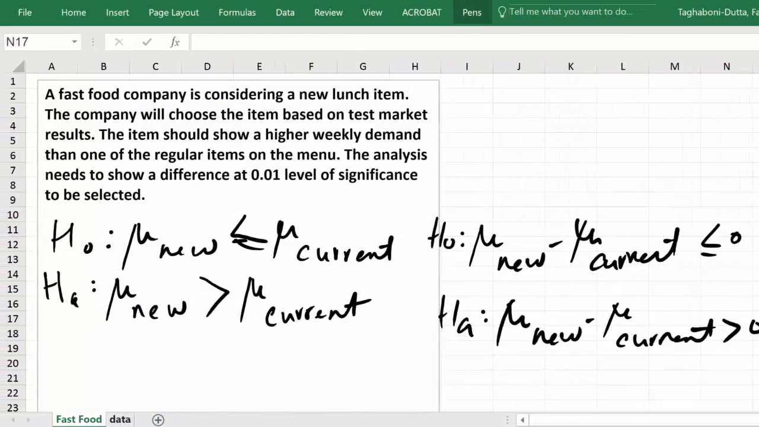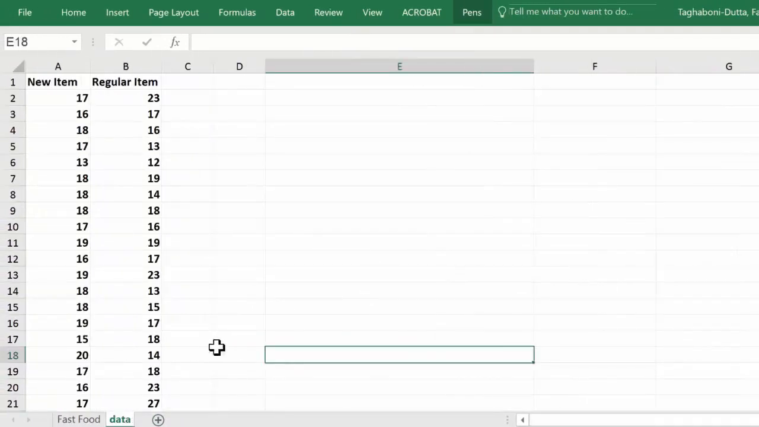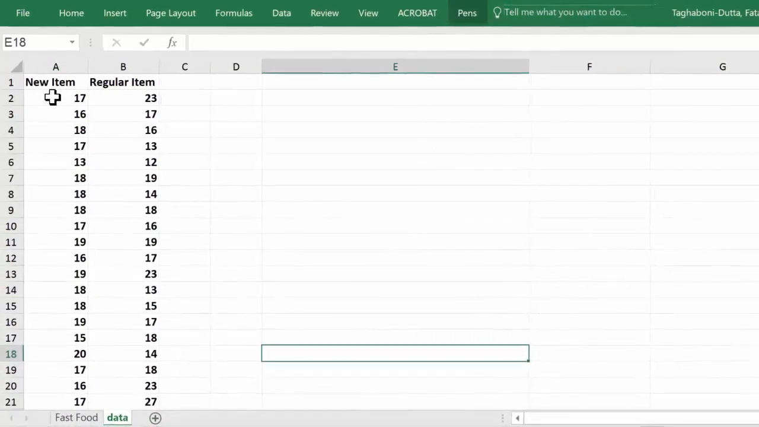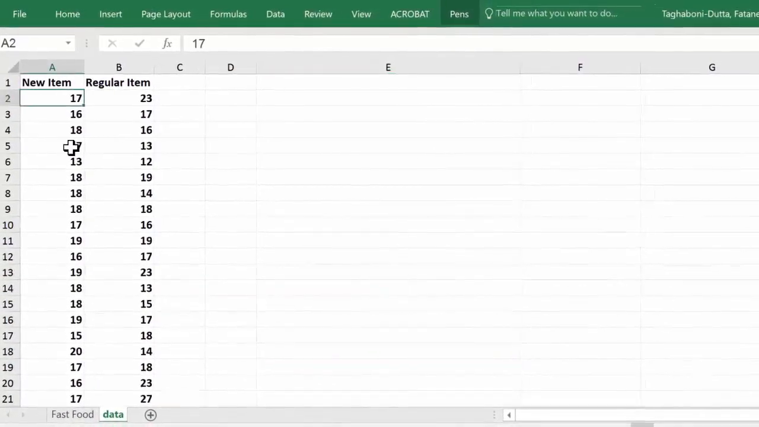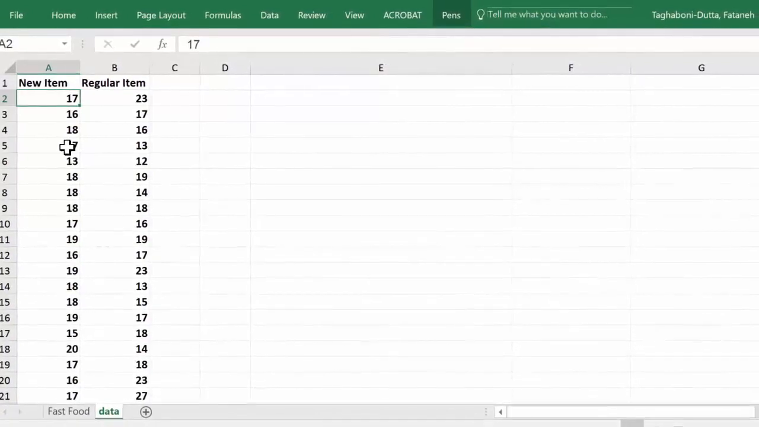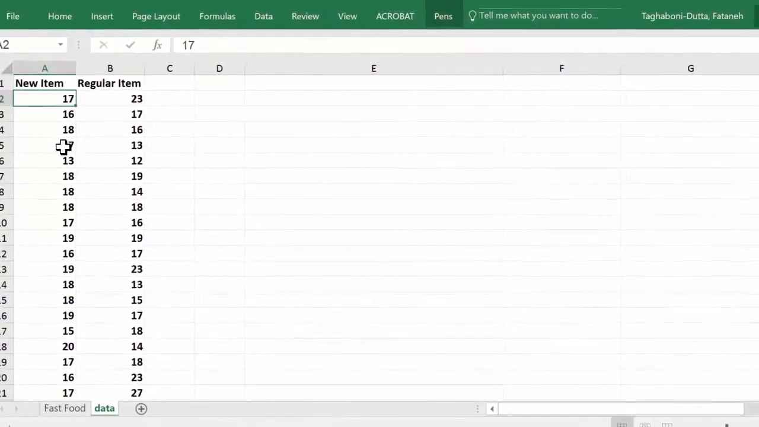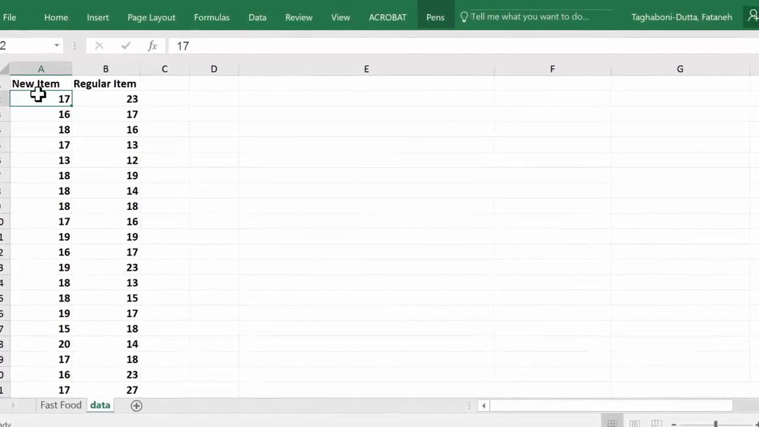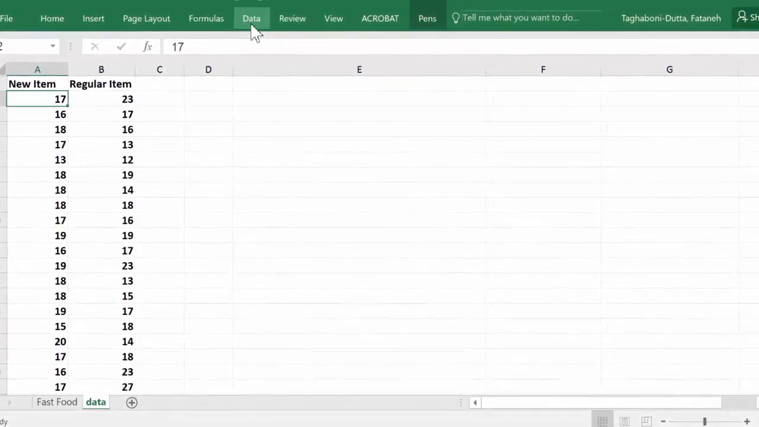So let's go to our data, and in our data we see that we have recorded weekly demand. These are in thousands. So when I say 17, it means that's 17,000 for that particular time period. We have collected data for the new item and the regular item, and now we can do the analysis.